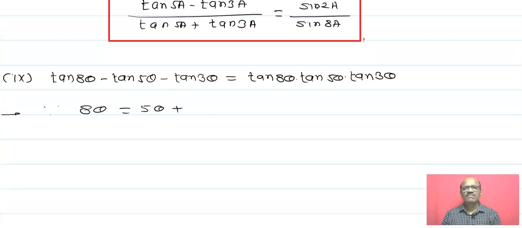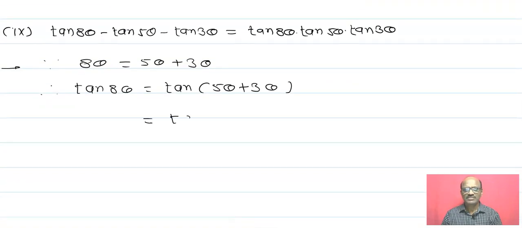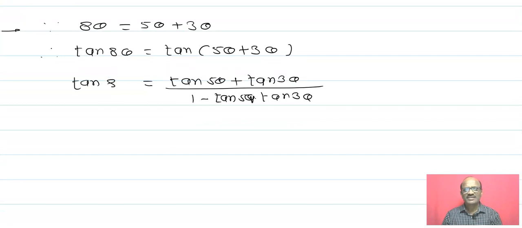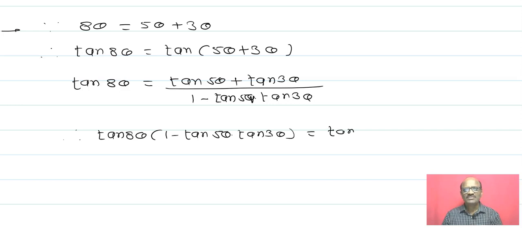Now the next is tan of 8 theta minus tan of 5 theta minus tan of 3 theta is equal to tan of 8 theta into tan of 5 theta into tan of 3 theta. When students see this type of example, it seems very tough, how is it possible. But in this type of example, we do not require to consider LHS or the RHS. We follow another treatment here. We write simply, 8 theta is equal to 5 theta plus 3 theta. Take tan on both sides, that is, tan of 8 theta is equal to tan of 5 theta plus 3 theta.